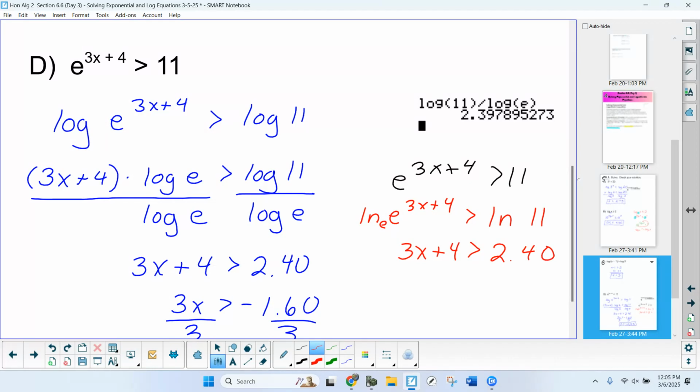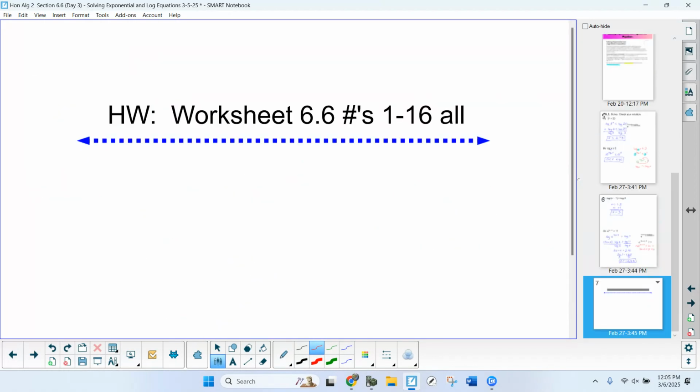So you could do either one. But I like to give you guys something that works all the time. It's exponential. Take the log of both sides. Okay? Questions? All right. You guys have the rest of class time to work on this worksheet.